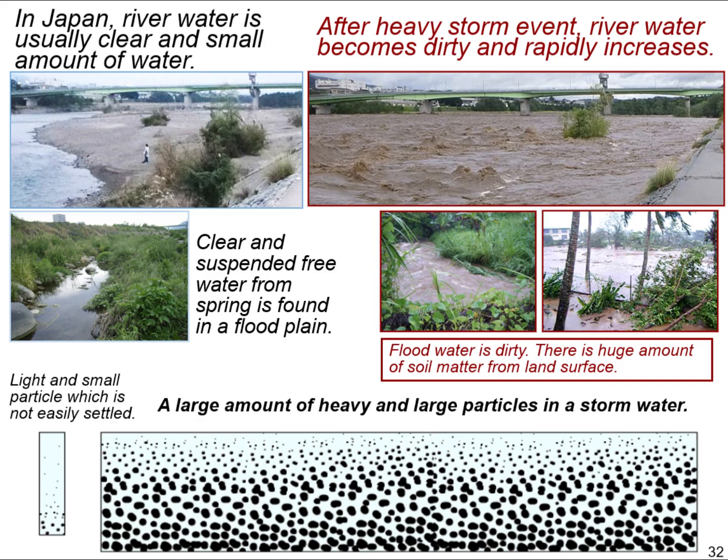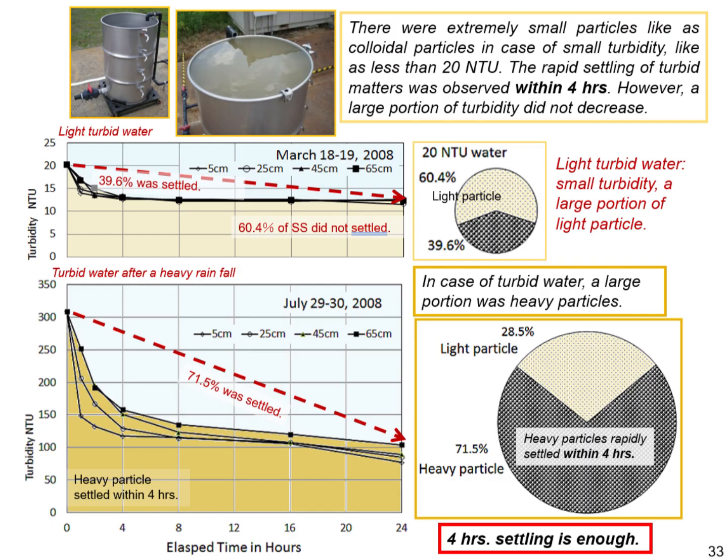Japan is a mountain country. River water is usually clear and small in amount. After a heavy storm event, river water becomes dirty and rapidly increases. Clear and suspended-free water is found in spring. There is a large amount of heavy and large particles in storm water. There were extremely small particles, like colloidal particles, in the case of small turbidity, less than 20 NTU.